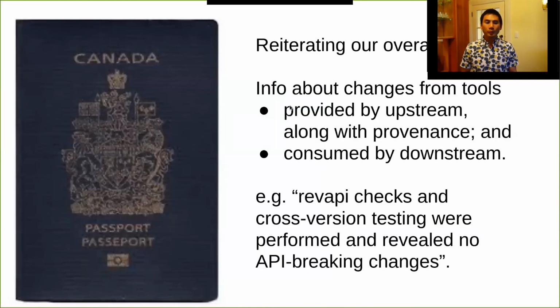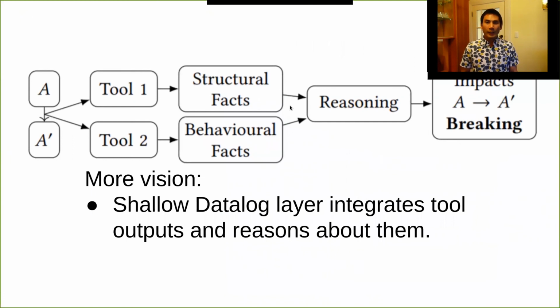So to reiterate our overall vision, there should be information about changes which are certified by tools. This information is given to downstream along with the provenance, and then downstream checks it. So for instance, upstream might say, we checked our upgrade with Rev API and cross-version testing, and we found no breaking changes. And downstream can either believe that or rerun the test itself. We can have a shallow layer, a meta tool, which combines existing tools using, for instance, Datalog, and takes the output from all these tools and combines them into a single yes/no answer, or perhaps maybe.